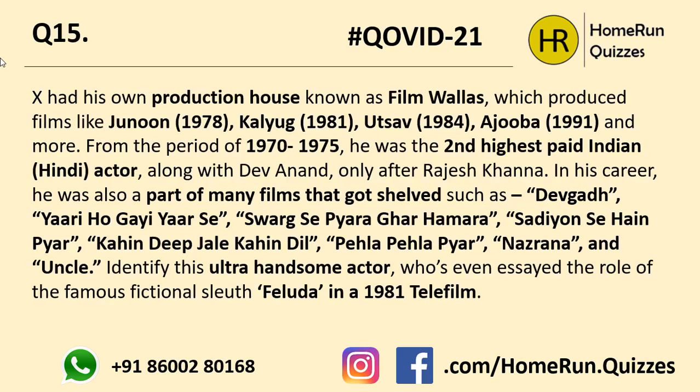Moving on to the 15th question. X had his own production house known as Filmwalas, which produced films like Junoon in 1978, Utsav in 1981, Ajuba in 1984, and many more.